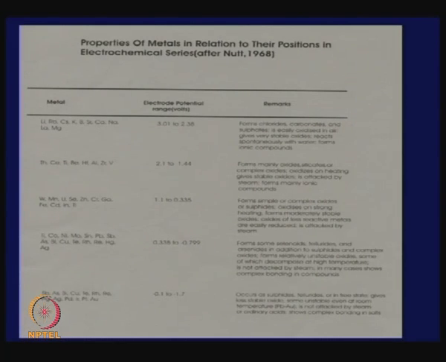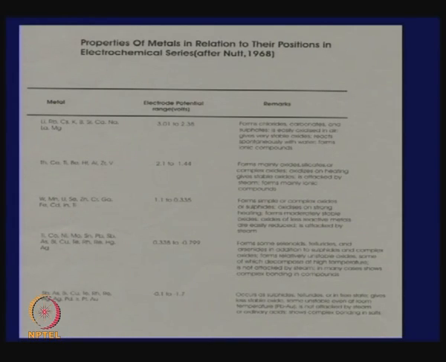If you come to the metals below that, with values of electrode potential 2.1 to 1.44, they form mainly oxides, silicates or complex oxides, and oxides on heating. They will not oxidize left in air. If they are heated, they will form oxides, and they will give stable oxides. They are attacked by steam. They will not be attacked by water, they will be attacked by steam, and they will form mainly ionic compounds again.